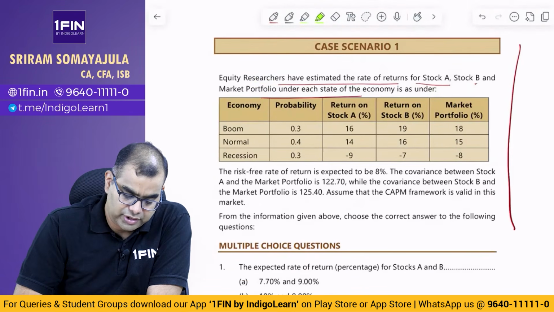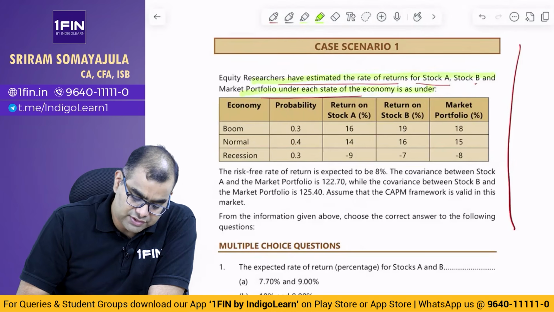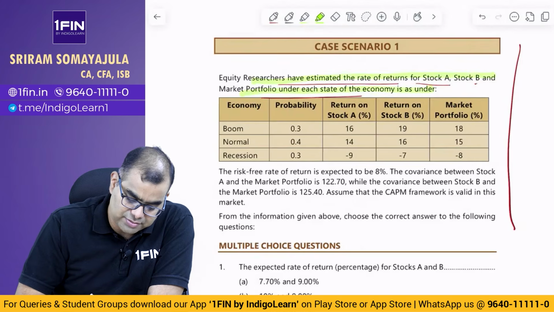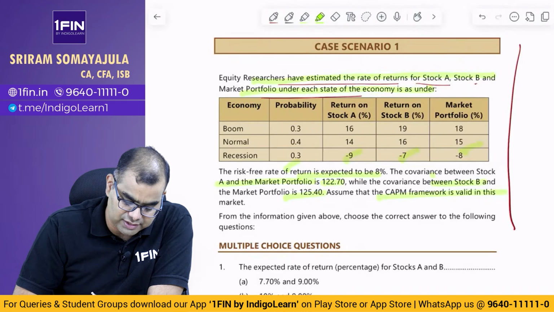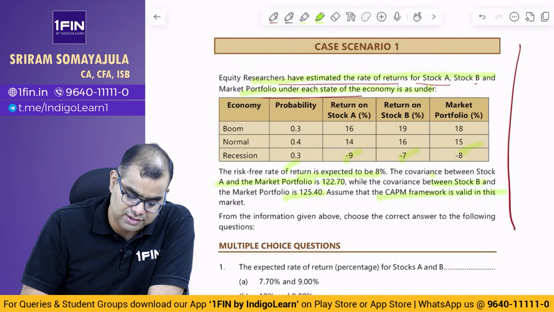So let's start off. Equity research has estimated rates of return of stocks A, B and the market portfolio under each state of the economy, as given, with probability and rate of return for stock A, B and market. The risk-free rate of return is expected to be 8%. Covariance between A and the market portfolio is 122.7. Covariance between B and the market portfolio is 125.4. Assume that the CAPM framework is valid in this market and from the given information choose the correct answer. The expected rate of return for stocks A and B.